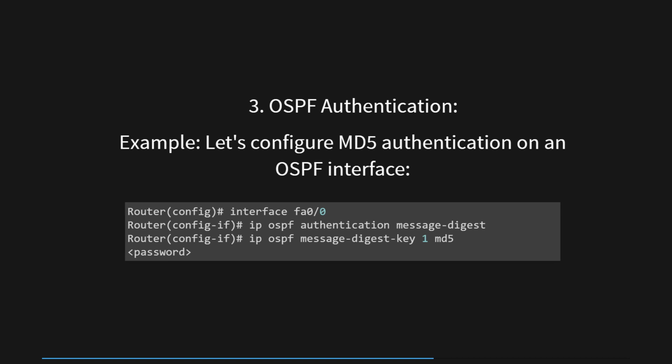This tells OSPF to use MD5 authentication for this specific interface. Next, we set a message digest key with the command ip ospf message-digest-key 1 md5 password, where 1 is the key ID and password is the actual authentication password. Both neighboring routers must have the same key ID and password for authentication to succeed.